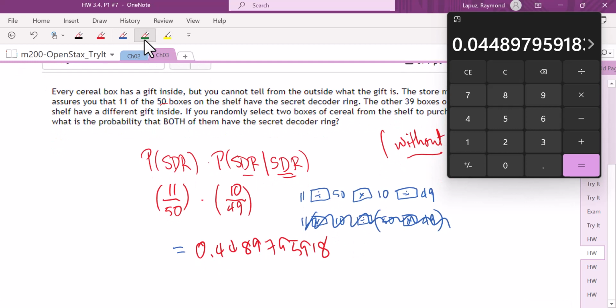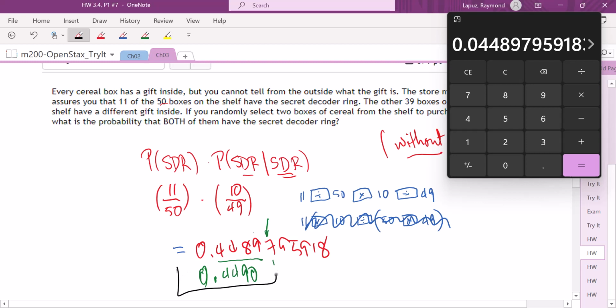I mean, you can put your answer in like this if you want, but they want up to 4 decimal places. So this is the 4th decimal place, which means I need to look at this number. This number is bigger than 5, so I have to add 1 to 9, but that's going to carry over to 0. So I'm going to eventually get 0.0449 if I round off to 4 decimal places. All right, so this is my final answer, rounded off to 4 decimal places. Okay, hope that helps.